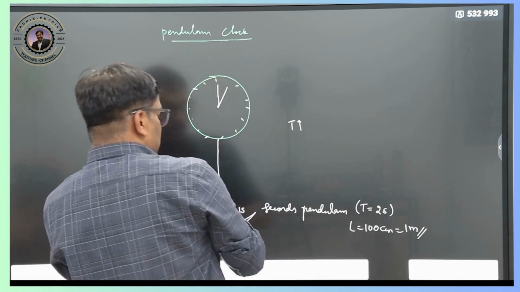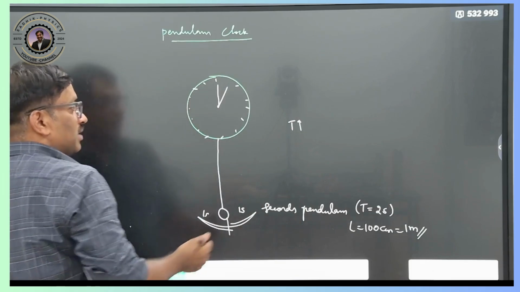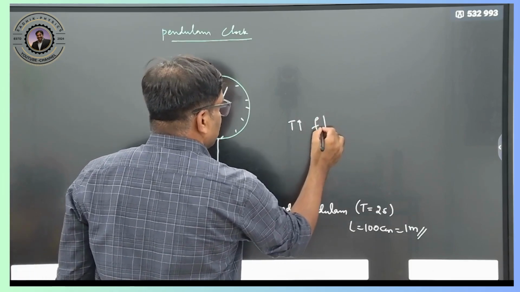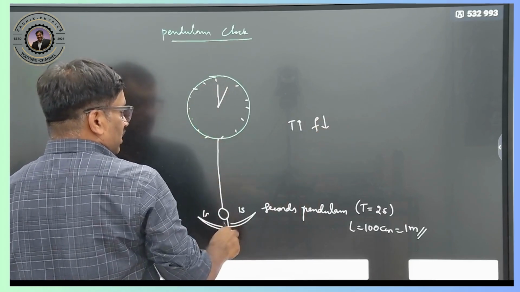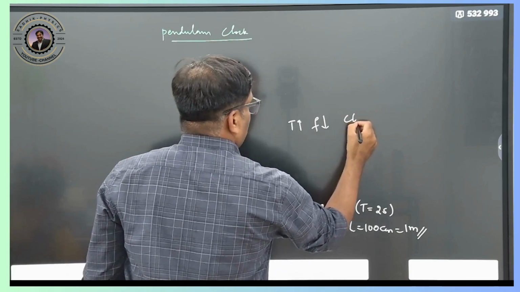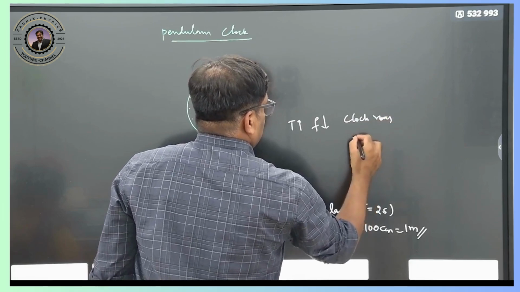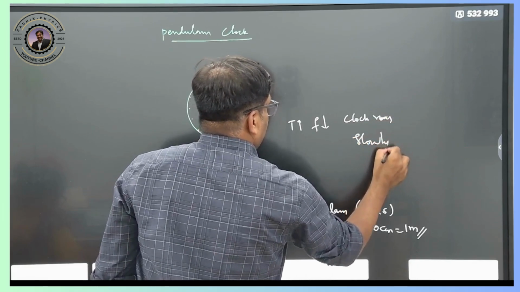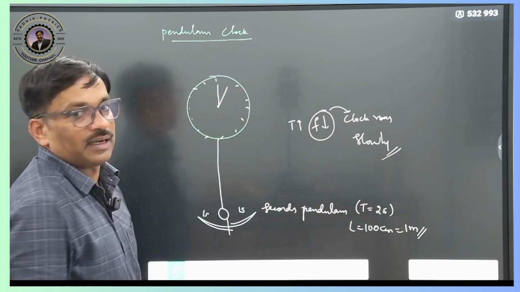So if the time period increases, what will happen now? If the time period increases, that means it is taking a lot of time to come back. Time period increases means frequency decreases. Frequency decreases means what? How will the clock run now? When it is taking a lot of time to go down, the clock will run slowly. Clear? So frequency and clock running are exactly the same.